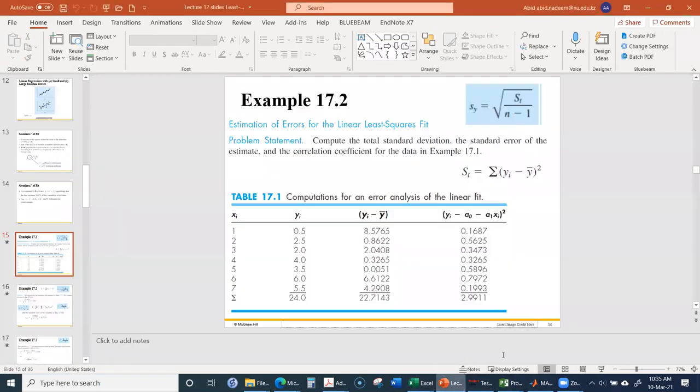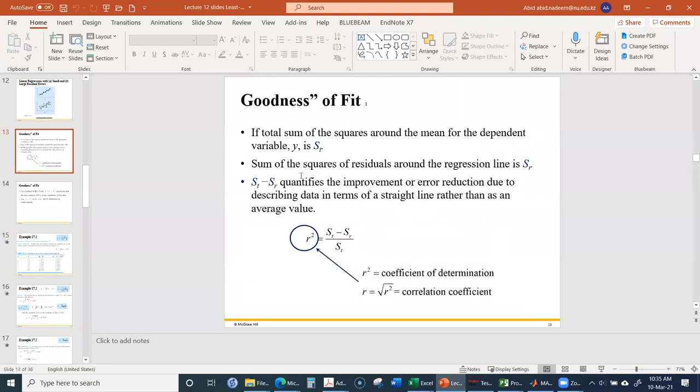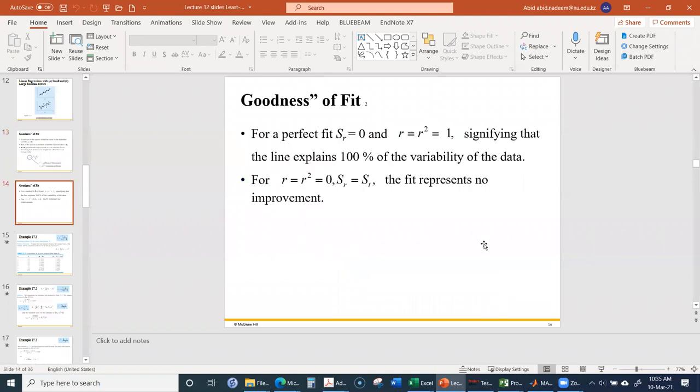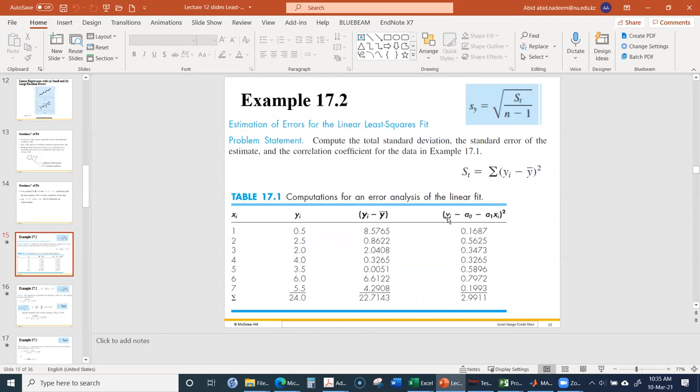And what was ST? ST is the sum of the squares around the mean of the dependent variable. Okay, so next I need to find the SR. So SR can be found as yi minus a naught minus a1x. So a naught plus a1x is the predicted value. So it is the difference of the actual value and the predicted value and its square, okay?